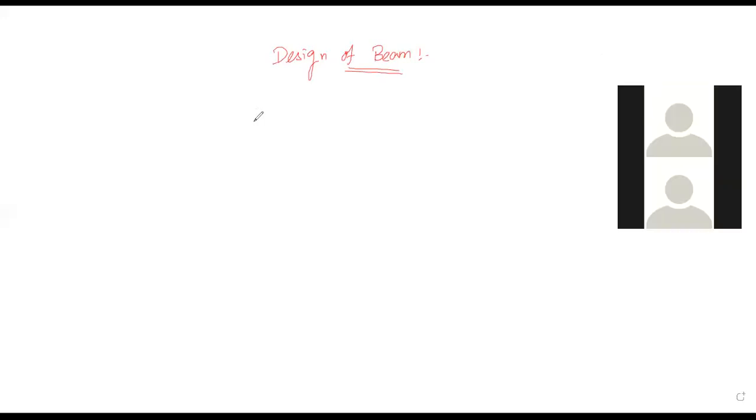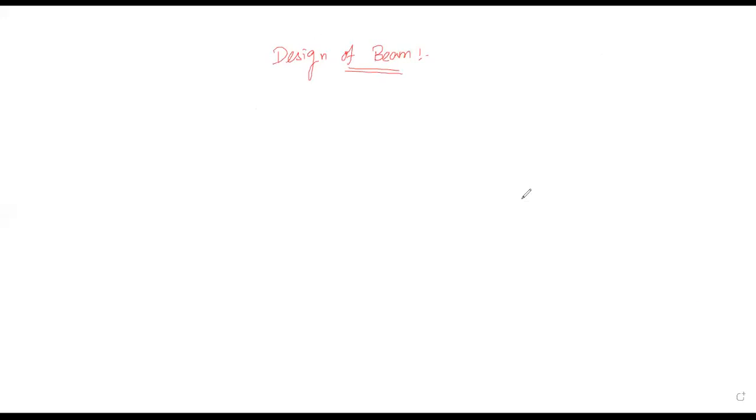Greetings to everyone. Today we are going to discuss problems related to the design of beams. In the last two classes we discussed the beam with concentrated load. Today we are going to have the design of beam with UDL. Let us move on to the problem.